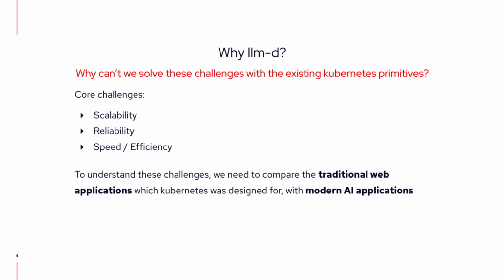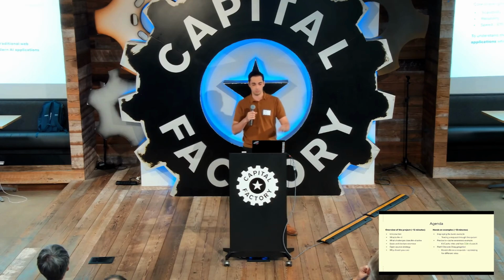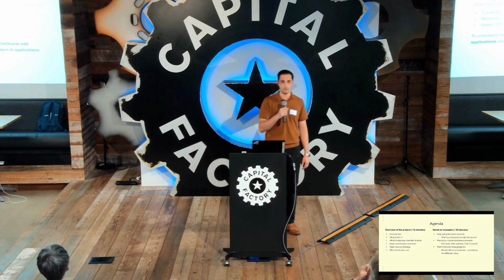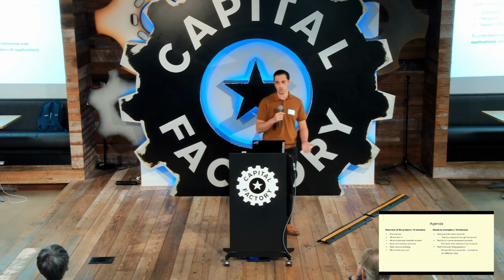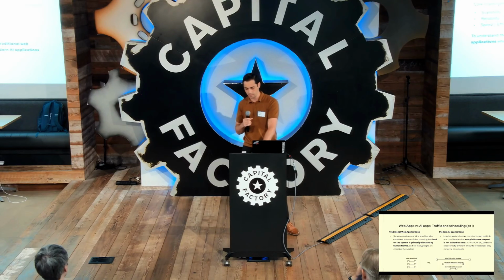So when people pitch me a new system or application, my first question is always, why do we need this? Why can't we just solve these existing challenges of deploying AI applications on Kubernetes with regard to scalability, reliability, and speed and efficiency? And to understand this, I like to walk through a compare and contrast of traditional web applications and this concept of a modern AI application.